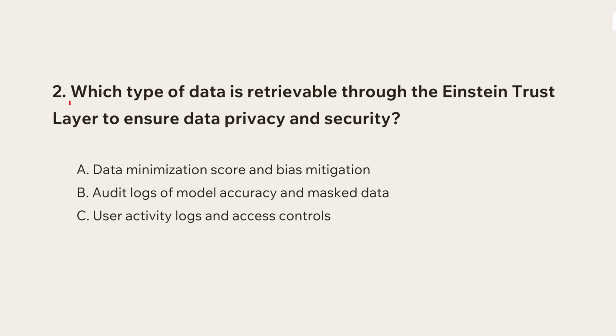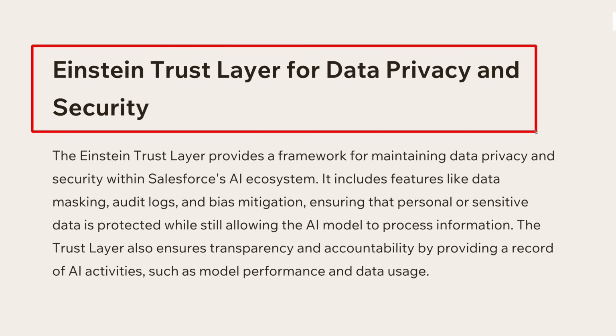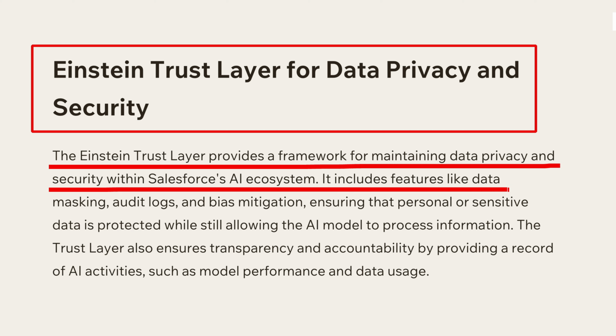Question 2. Which type of data is retrievable through the Einstein Trust Layer to ensure data privacy and security? The knowledge point of this question is the Einstein Trust Layer for data privacy and security. This feature helps keep data safe when using AI in Salesforce. It includes things like hiding personal information, logging what the AI does, and reducing bias, all to make sure sensitive data stays protected.